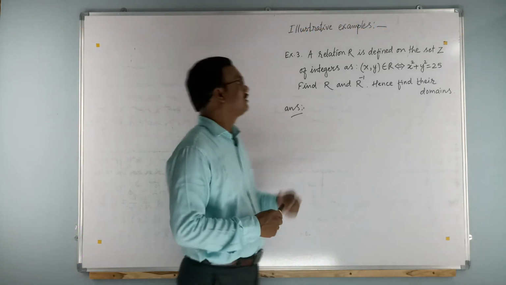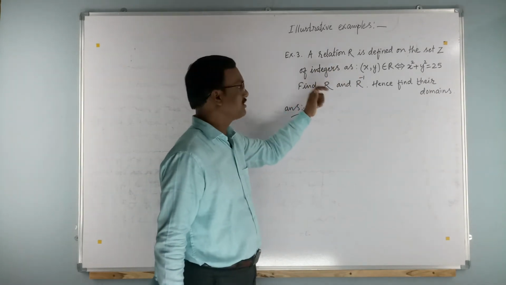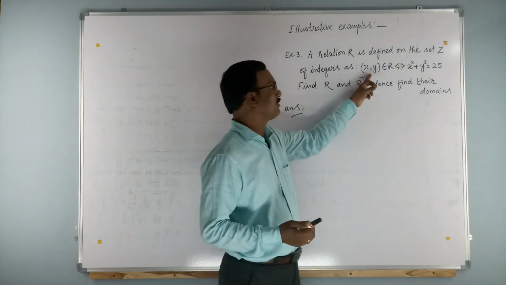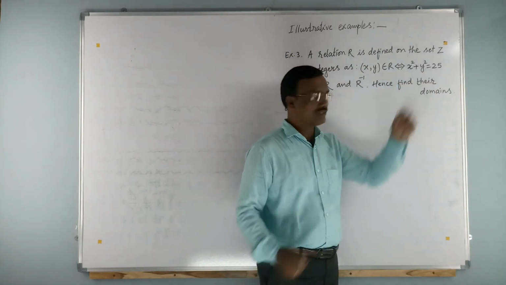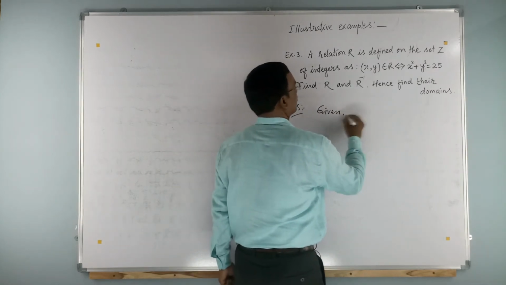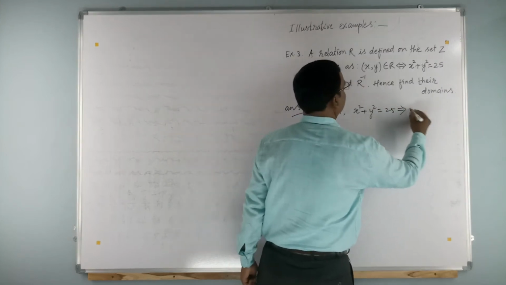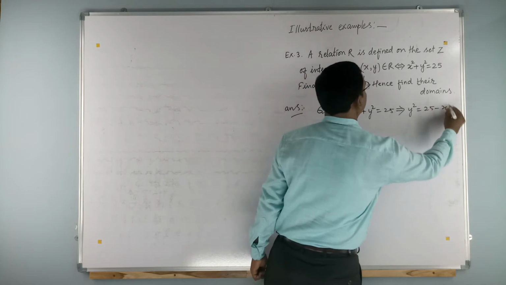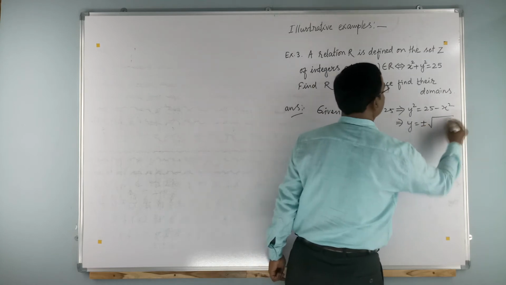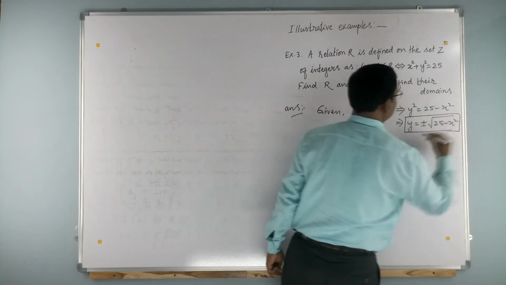Now in the next question, we have to find out a relation R which is defined on the set Z, the set of all integers, satisfying this important condition. So we have to choose the ordered pairs (x, y) in such a way that x square plus y square is 25. So let us begin the solution. Given x square plus y square is 25, this will mean y square is 25 minus x square. So we get y is equal to plus minus root of 25 minus x square. So this is that condition which we have to satisfy indirectly.